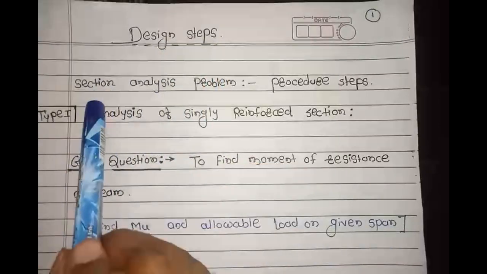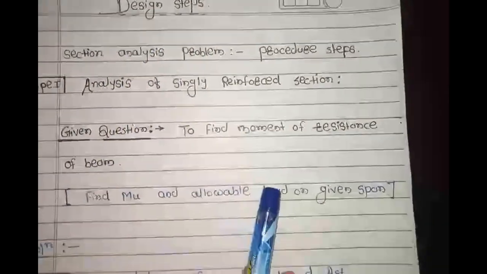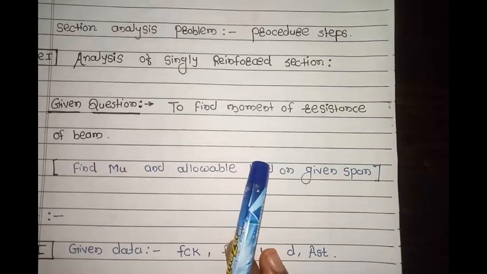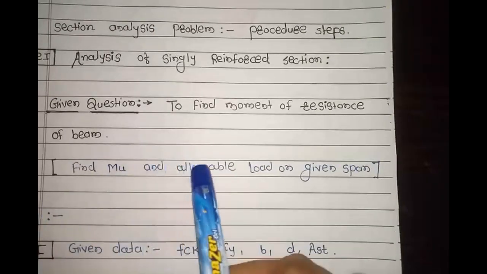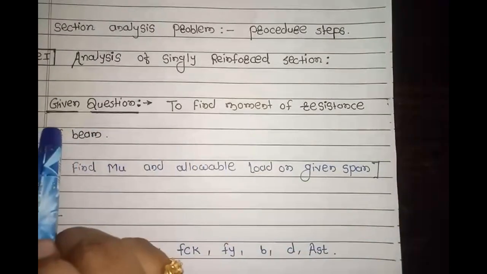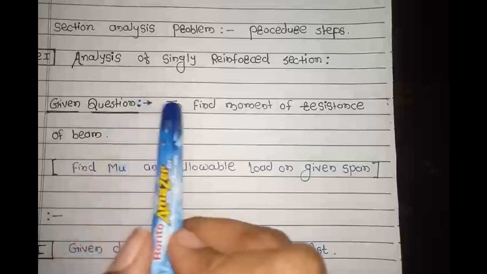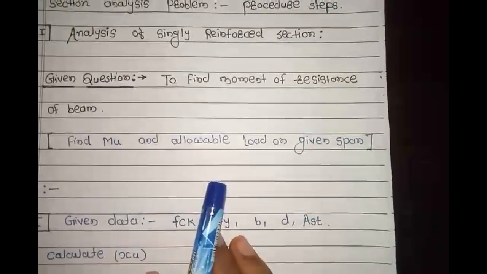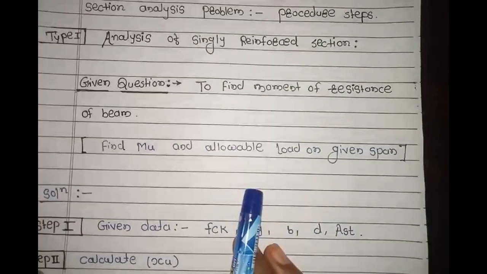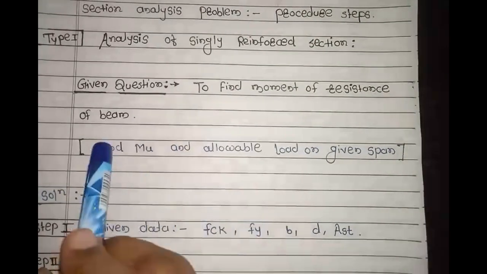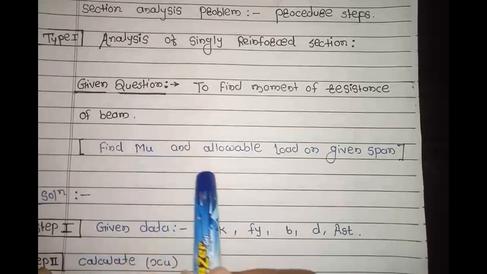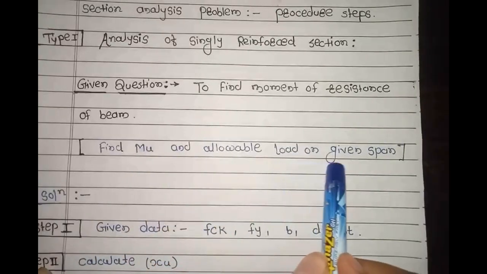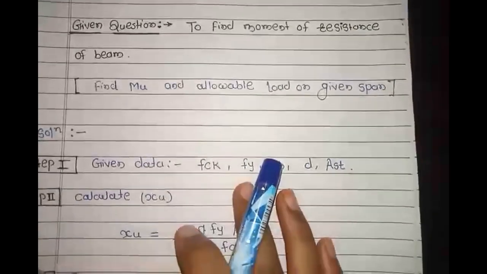Design steps, section analysis problem, analysis of singly reinforced section. First type, given question to find moment of resistance of beam. Moment of resistance of beam is denoted by Mu, and allowable load on given span. Step 1.